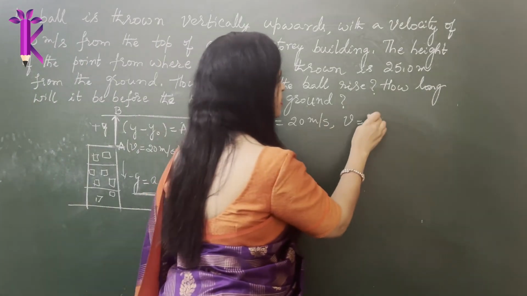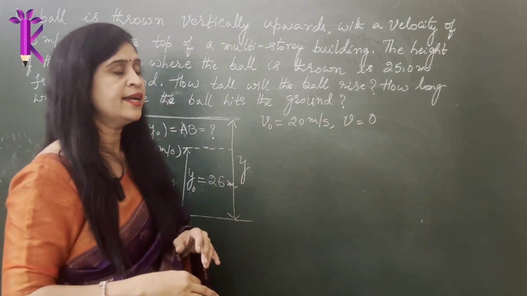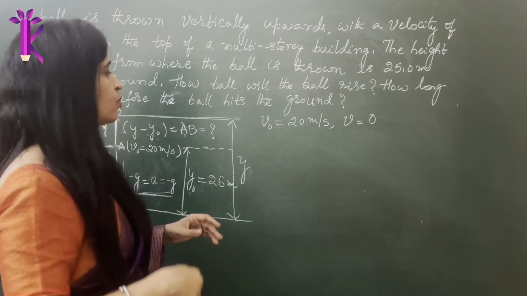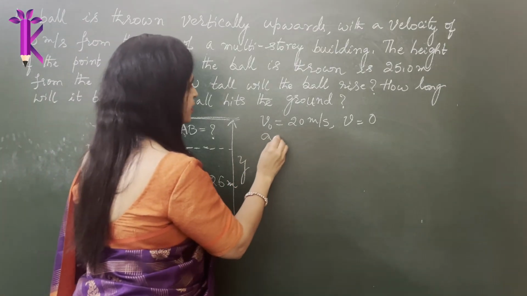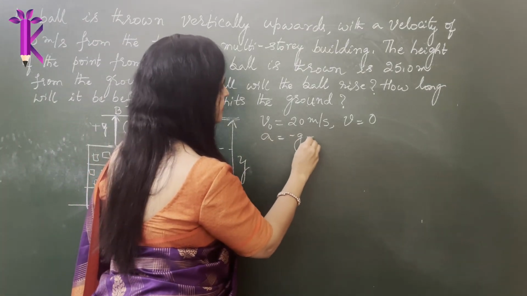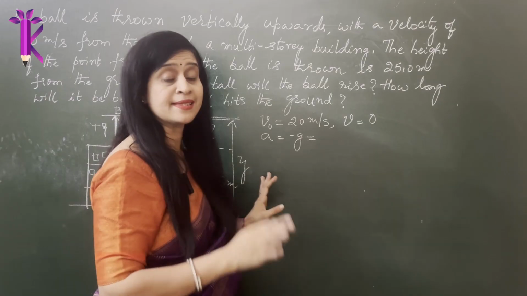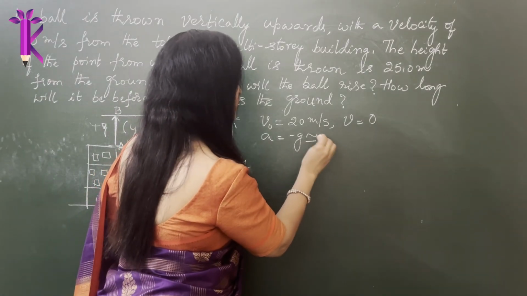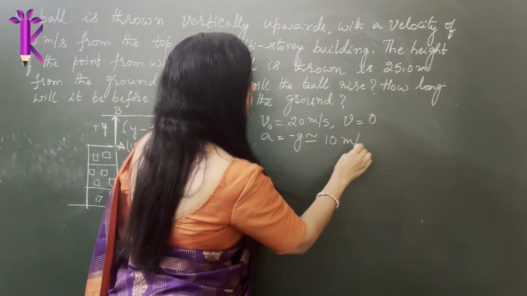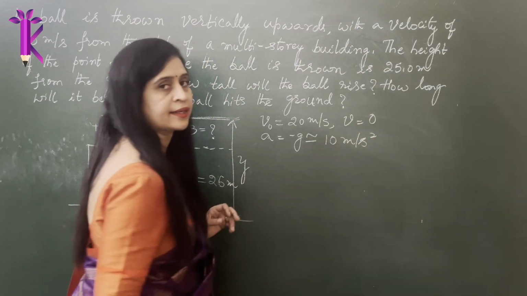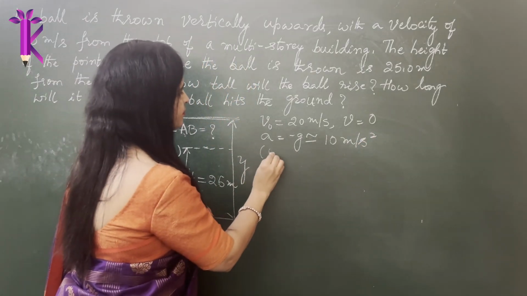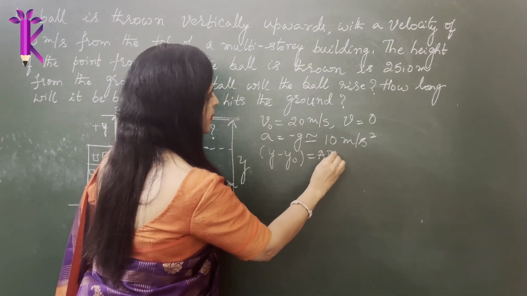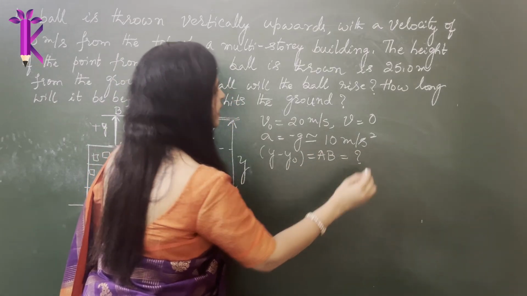So the final velocity will be 0, before it starts moving again with a larger speed in the downward direction. Now the acceleration due to gravity is minus g. What is the value of g? g is 9.8, but for simplicity, we assume it to be 10 meter per second square. Now what else is given? y minus y naught, which is nothing but the distance AB traveled by the ball, is something to be calculated.